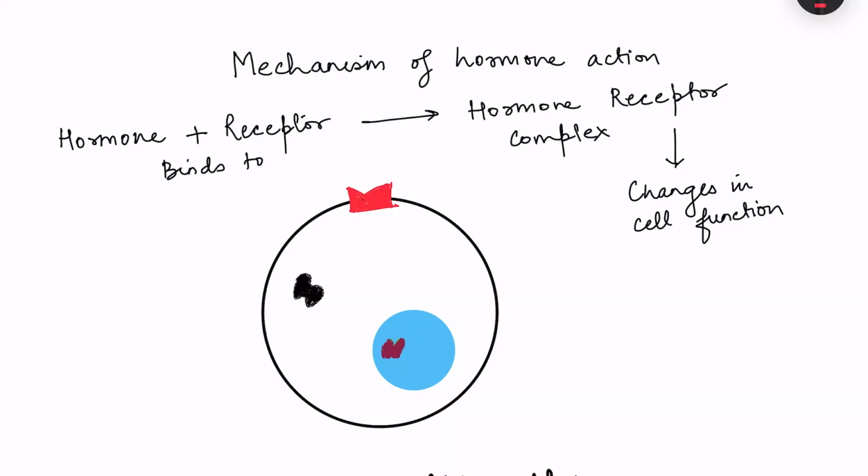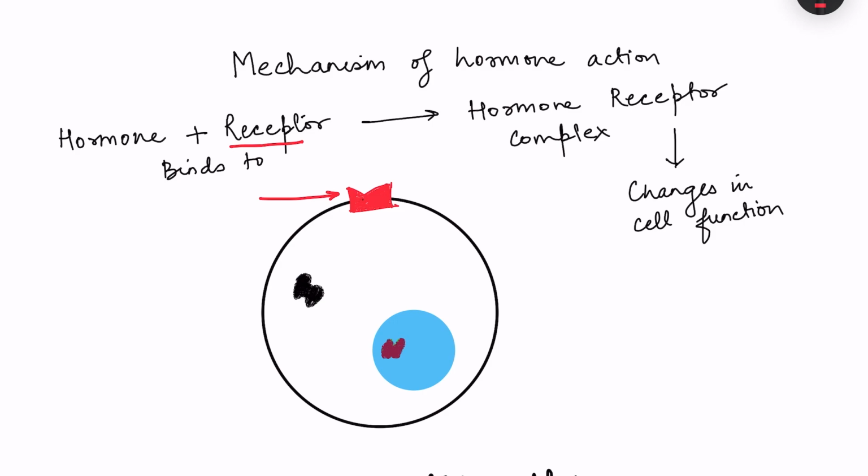Chemically, hormones are of different types. They can be proteins, polypeptides, they can be steroids, or they can be amines. However, fundamentally, they act by the same mechanism by binding to their receptor. And this receptor can be present on the membrane, which are cell membrane receptors, or they can be present intracellularly.